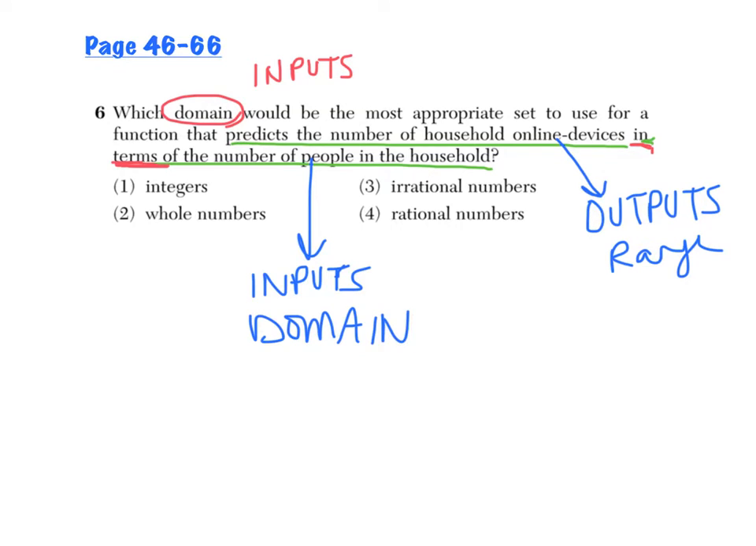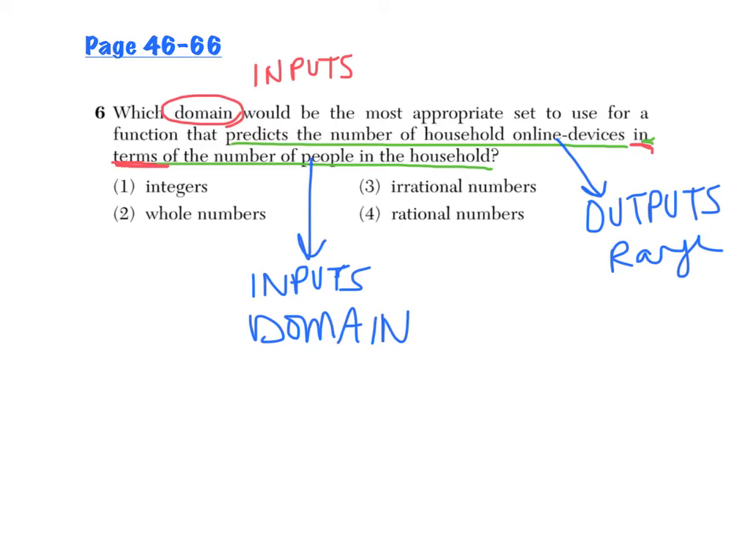Okay, so it says which of these sets of numbers, all integers, all whole numbers, irrational numbers, or rational numbers would work to characterize the number of people in a household? Well, when I talk about the number of people in a household, you could have 2 people in a household, you could have 5 people in a household. I'm talking about whole numbers. I'm talking about positive numbers, okay?